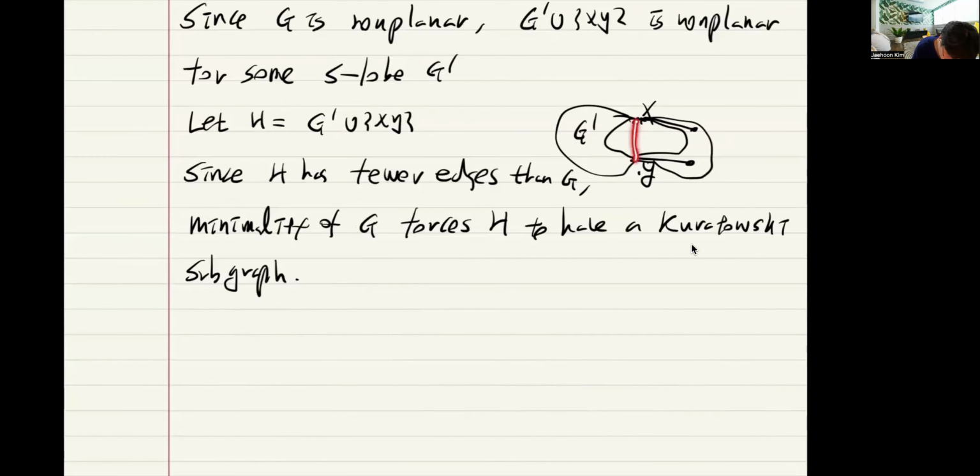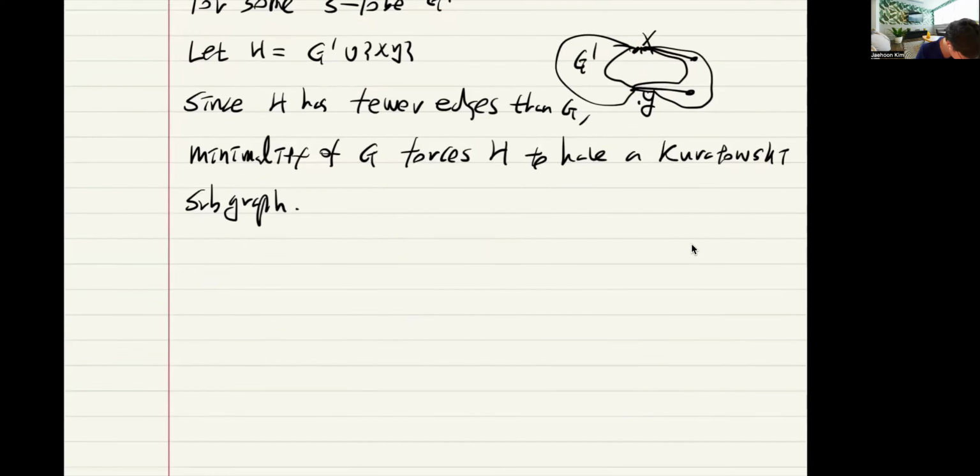That's still possible because we add the edge between x and y to obtain H. So this H is not a subgraph of G. G has no Kuratowski subgraph, but H could have a Kuratowski subgraph, for all we know. But we want to prove that that's impossible.